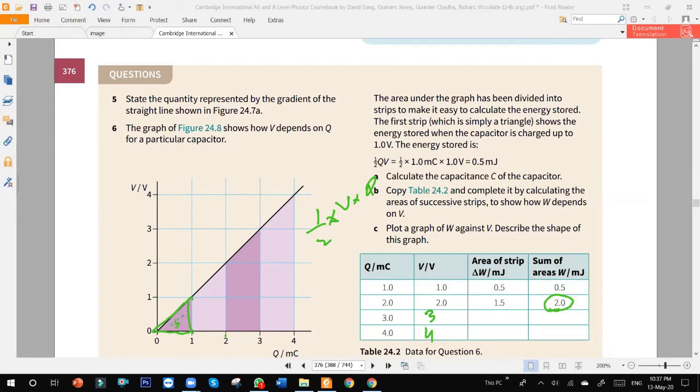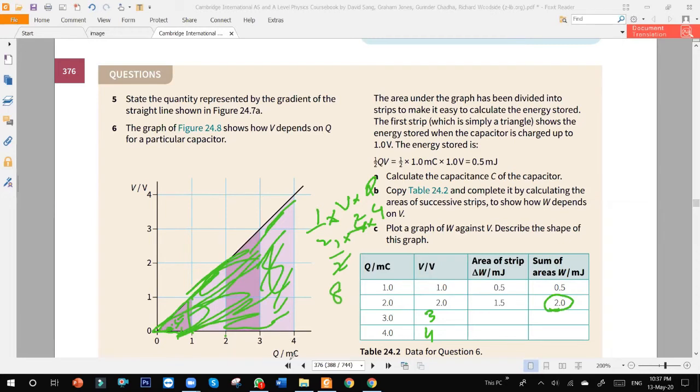This area is 0.5. Now, this question is just to clarify that if I say this area is the energy, then the energy will be equal to, Q is 4 and V is 4, so 4 times 4 divided by 2, that will be 8. Okay, 8. This is in millicoulombs, so 8 millijoule energy.